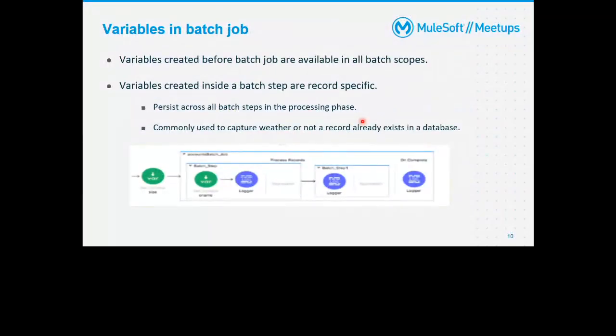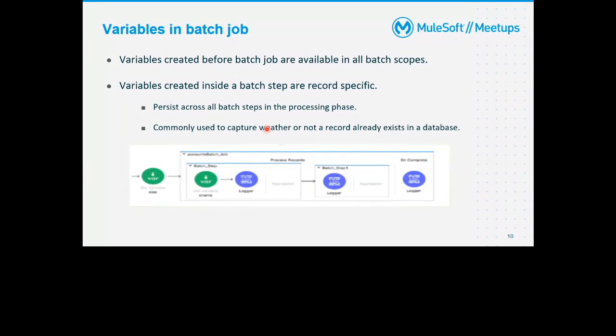And as we have looked into it, we also looked into the variables, how to create a batch job using the batch scopes, and inside a batch step, the record variable which persists across all the batch steps and the processing phase, commonly used to capture whether or not a record already exists in a database. So this is one of the examples which I have updated over here.